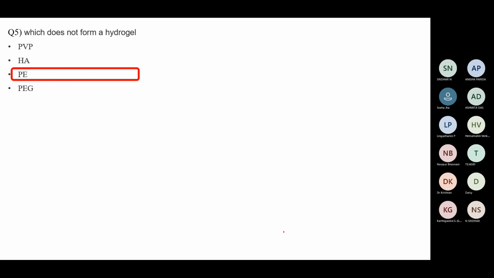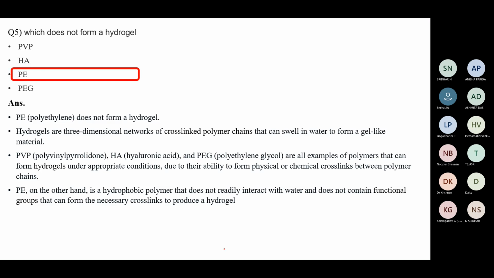So the correct answer is polyethylene. The polyethylene does not form hydrogel. So hydrogel, can you now tell me what is hydrogel? Hello? Can anyone tell me what is hydrogel? Anyone?